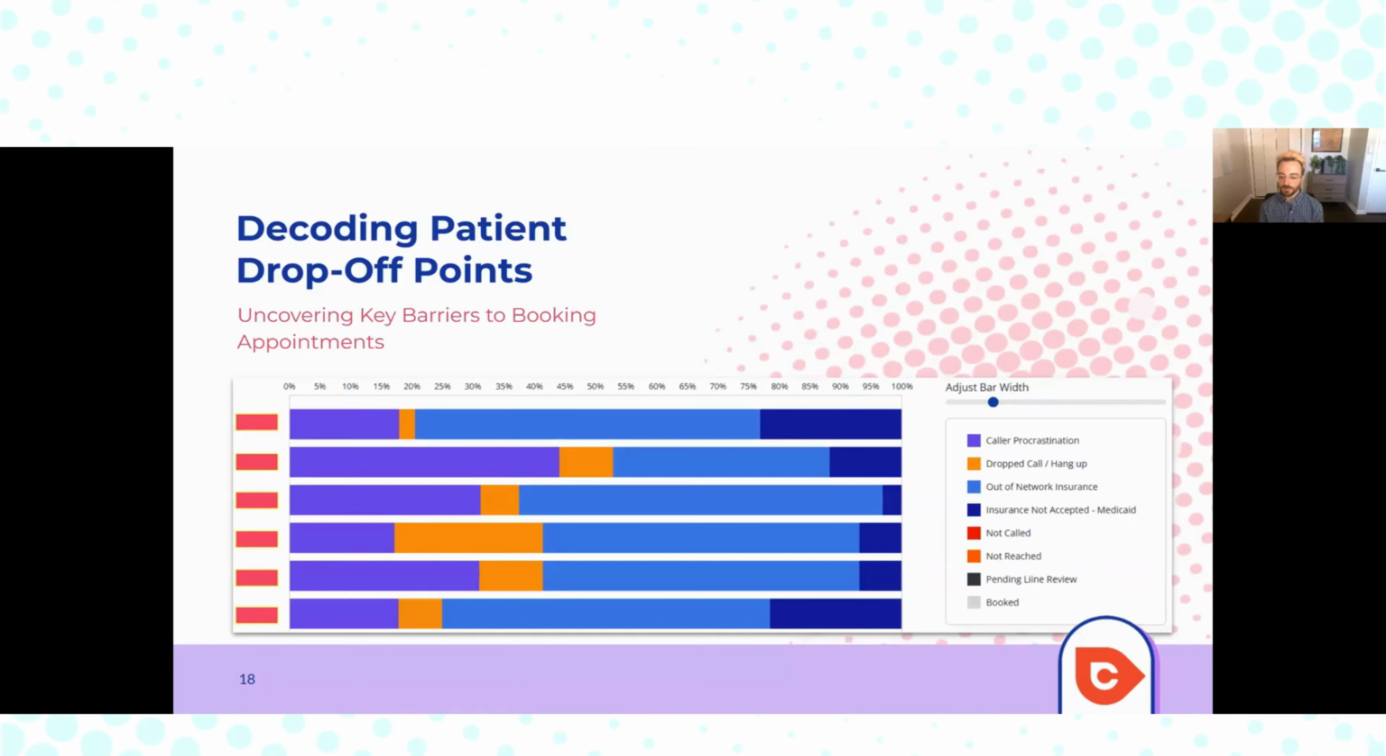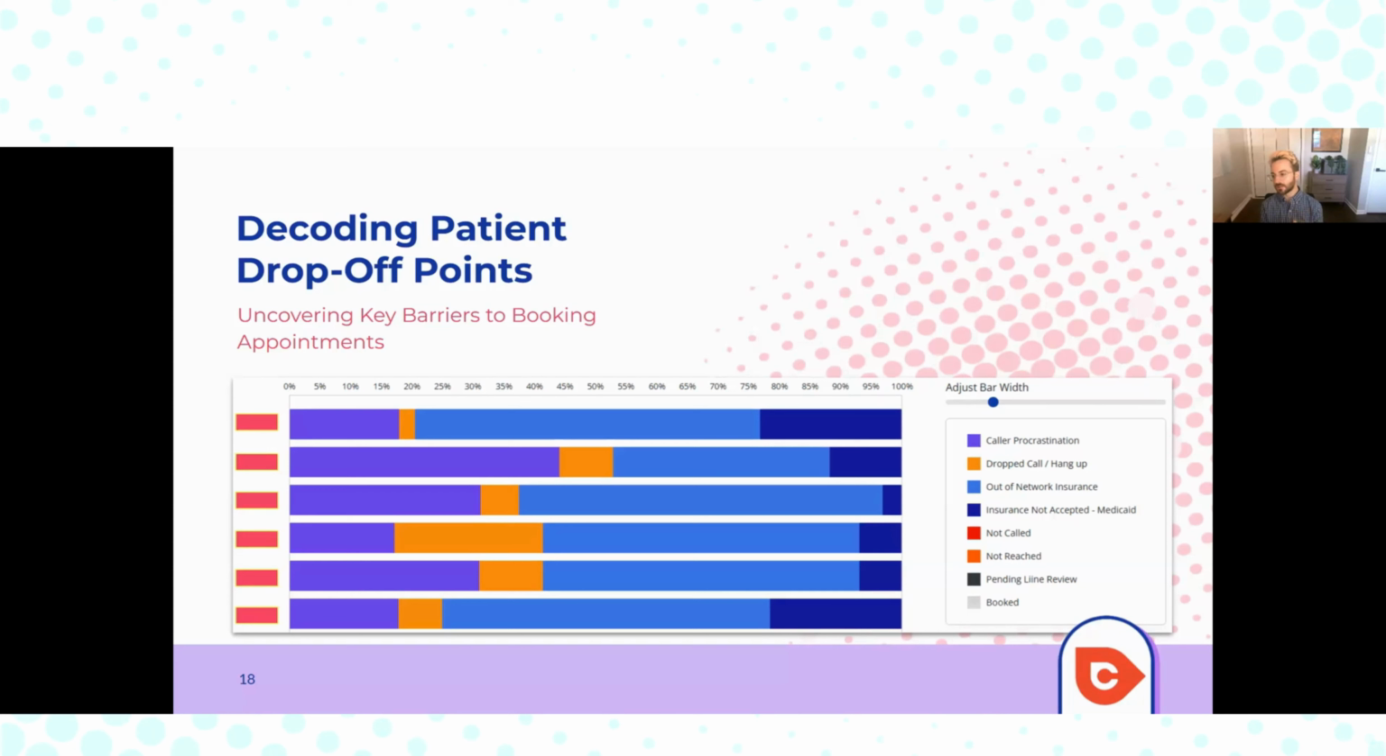What we were able to do for one of our clients was look at staff performance in terms of how well staff were converting leads on the phone, and also what the reasons were why any given lead was not converted by a staff member. Each one of these lines here is a given staff member. And what we're able to see is whether there is a disproportionate amount of things like dropped calls, hangups or caller procrastination for any given staff member, which gives the client some insight into where they can focus their time and effort in terms of converting these leads.